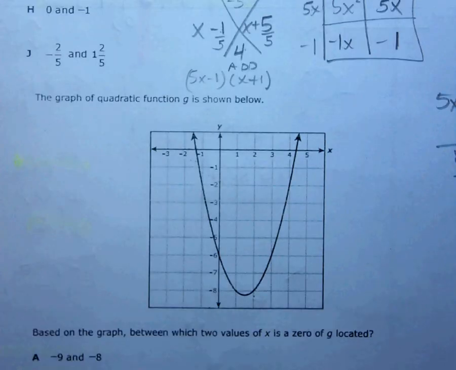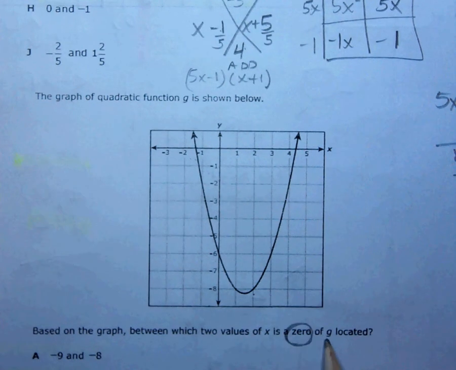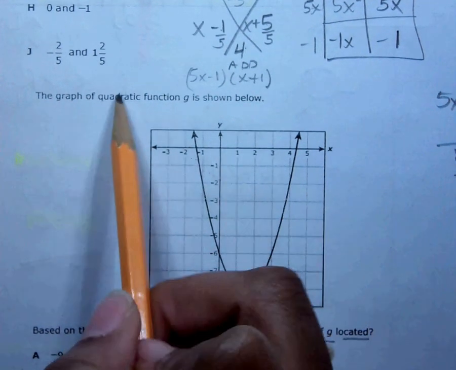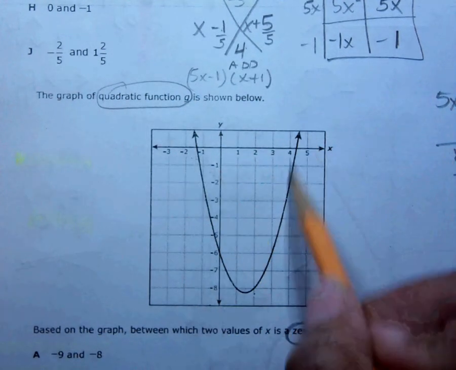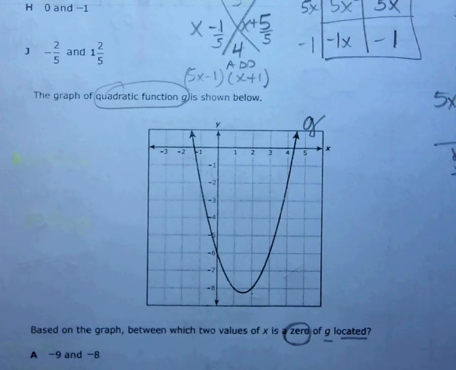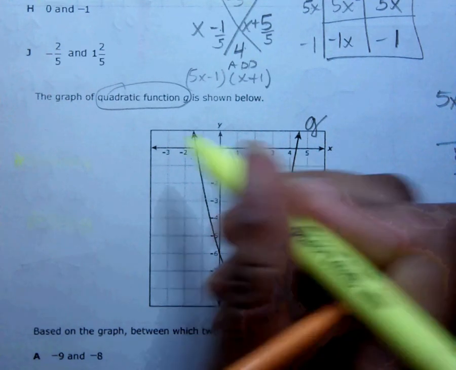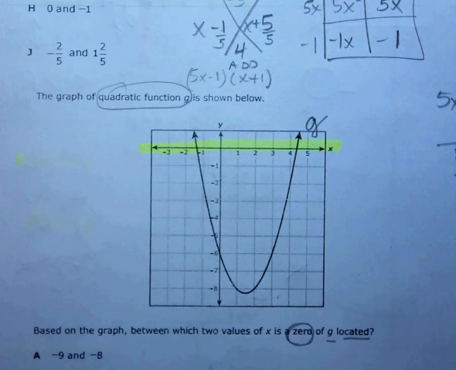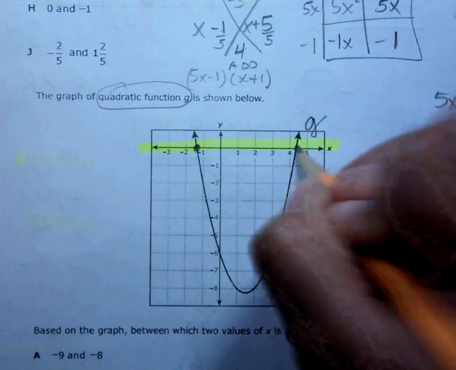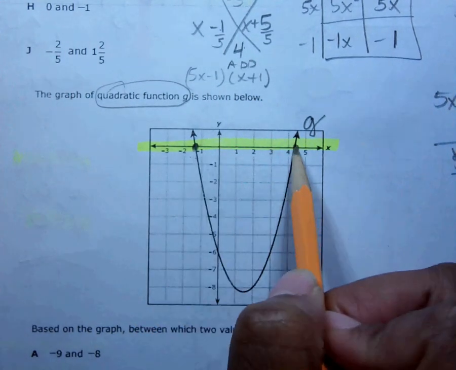Okay. The next question. The graph of the quadratic function g is shown below. So based on the graph, between which two values of x is the 0 of g located? I don't want you to freak out when it says quadratic function g. It's just naming this quadratic function, this parabola is g. So that's his name. He's g of x instead of f of x. No big deal. But it does say 0. So I am only going to focus on the x-axis. So this question again is saying, where does it cross the x-axis? It crosses here and here. So that's negative 1 point something and 4 point something.